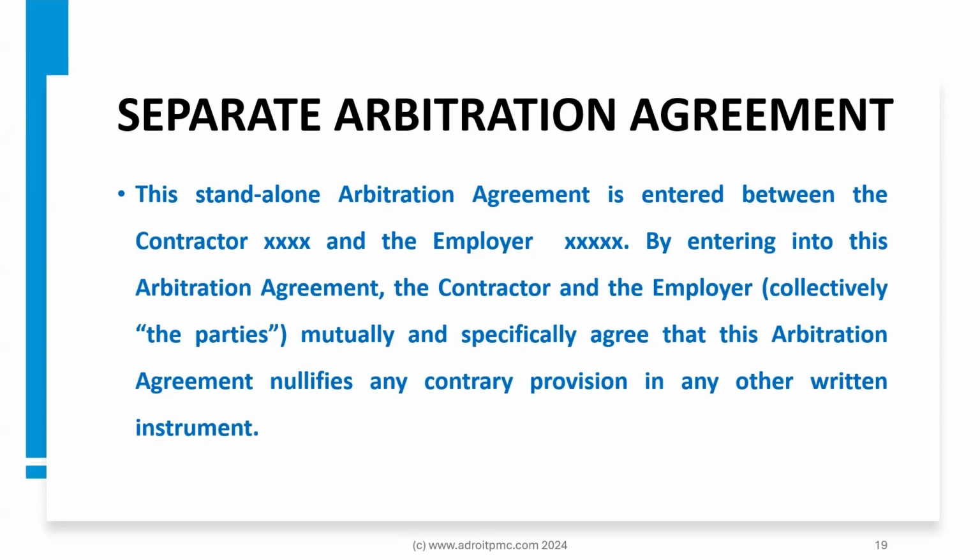So let me read that out. This standalone arbitration agreement is entered between the so and so parties. By entering into this arbitration agreement, the contractor and the employer mutually and specifically agree that this arbitration agreement nullifies any contrary provisions in any other written instrument. So this clarifies that in case of any litigation proceedings mentioned in the previous contract, that will be nullified with this standalone arbitration agreement.